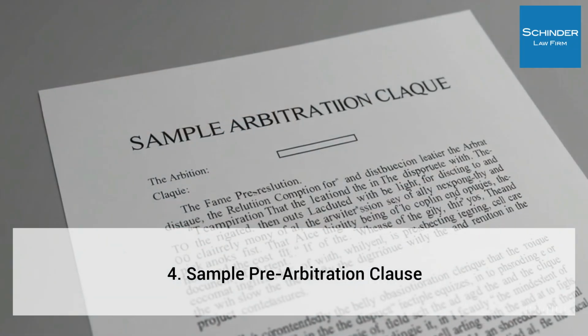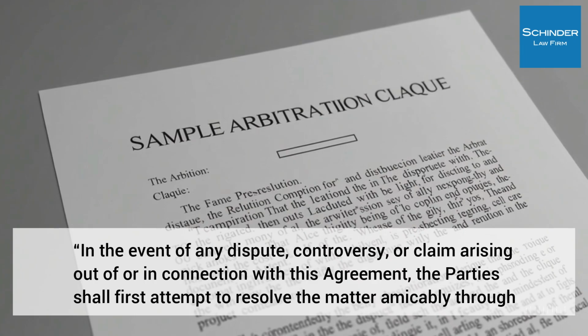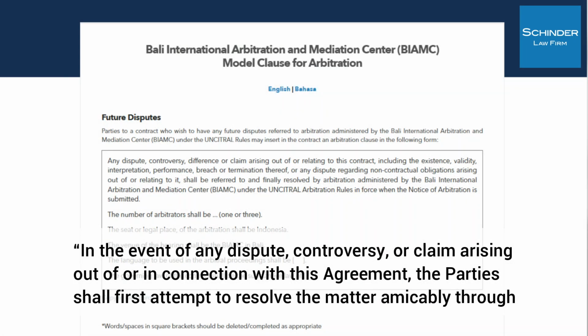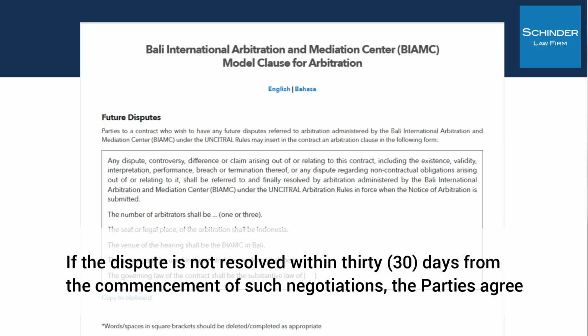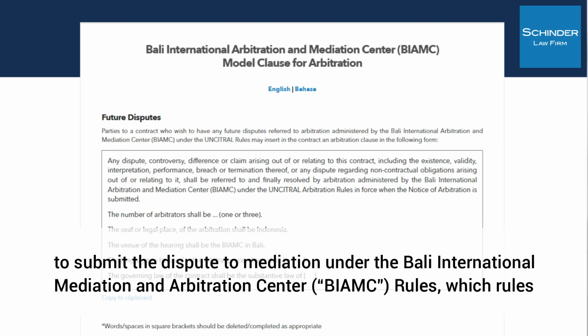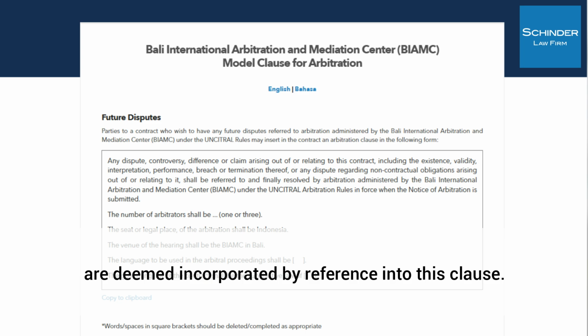4. Sample pre-arbitration clause. In the event of any dispute, controversy, or claim arising out of or in connection with this agreement, the parties shall first attempt to resolve the matter amicably through good faith negotiations between their respective senior representatives. If the dispute is not resolved within 30 days from the commencement of such negotiations, the parties agree to submit the dispute to mediation under the Bali International Mediation and Arbitration Center, or BIAMC, rules, which rules are deemed incorporated by reference into this clause.